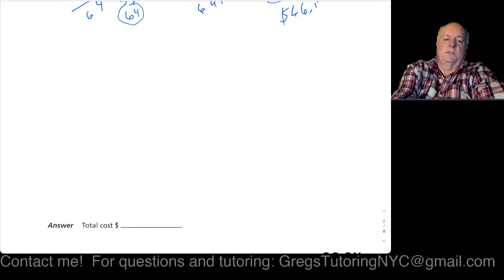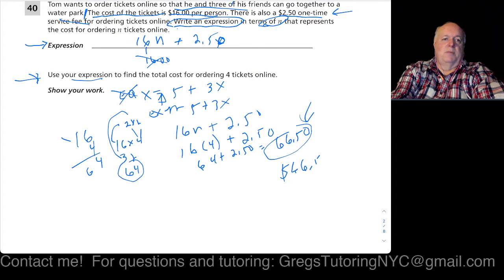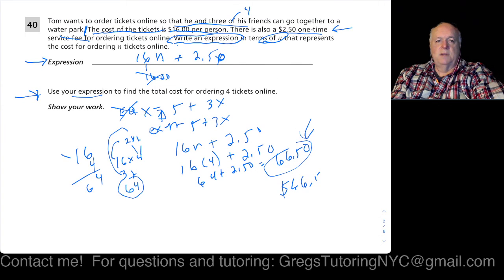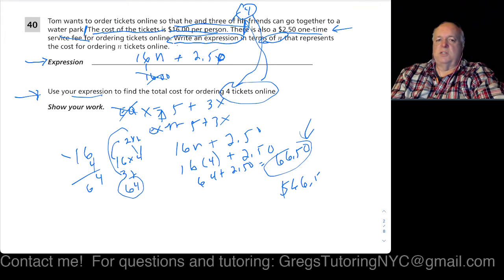Let's just read it through and double check. 4 tickets. I pointed out earlier that it was Tom and 3 of his friends. That was 4. That's not necessarily what they're asking you here. We don't know that the 4 tickets being ordered are the same 4 people mentioned up here. There's no twist to the question that indicates anything else is going on.